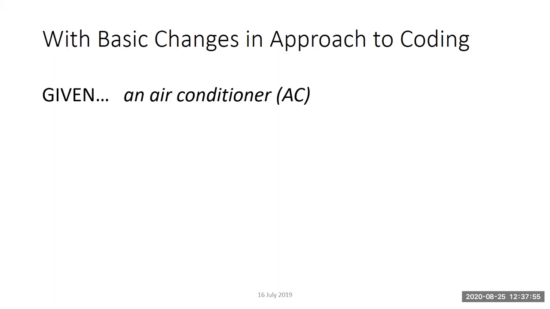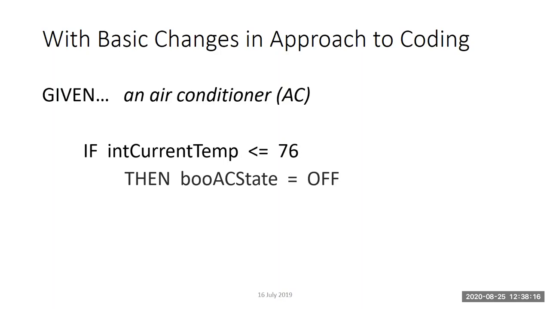So let's say we have a simple scientific computing application that helps to automate your experimental method. And one of the things you have to do is control the ambient temperature in the environment where you're mixing chemicals. Given an air conditioner, an AC, if the whole number current temperature is less than or equal to 76, then the Boolean air conditioner state is equal to off, on or off, true or false, right?